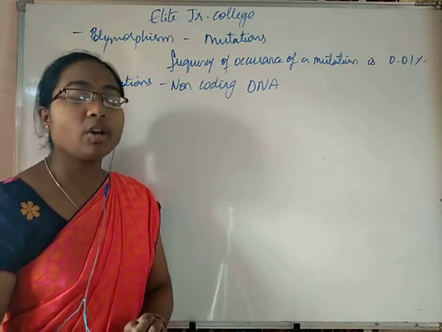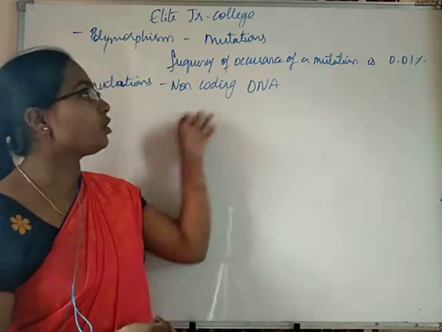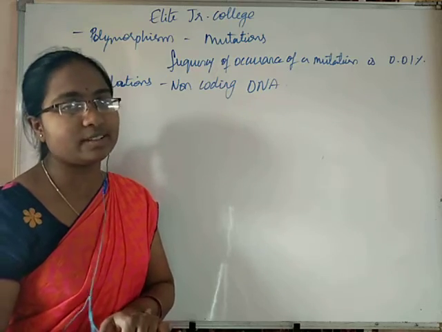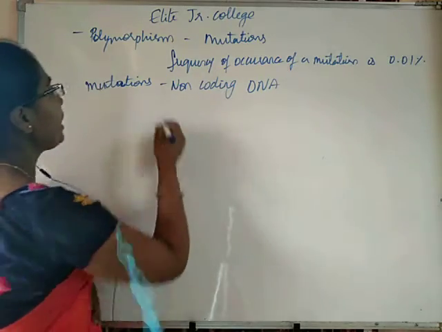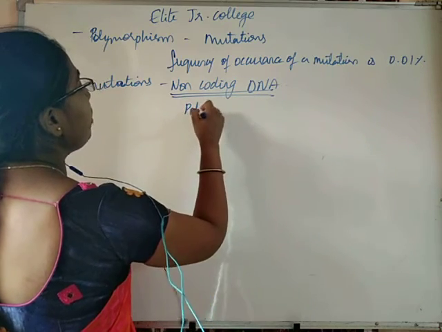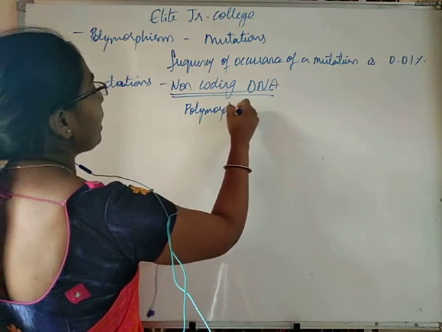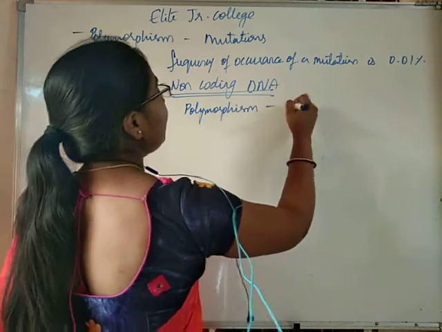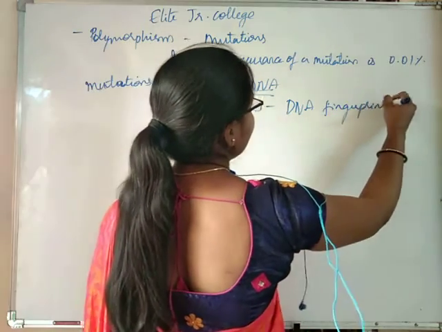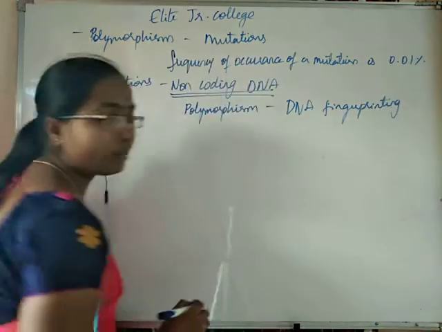But students, because these mutations are occurring in the non-coding DNA, though it is not expressed, we can identify the sequences, right. So, that is why these mutations occurring in the non-coding DNA will result in polymorphism, and it will help us in DNA fingerprinting. Okay.